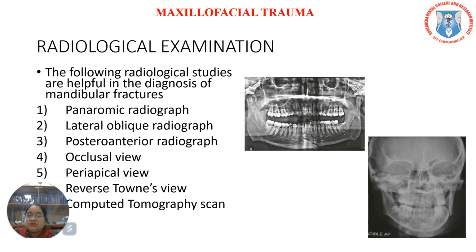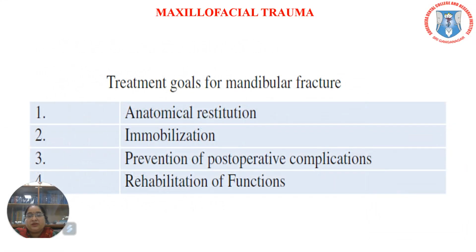Then radiographic examination, we can go for various X-rays. Most common is the orthopantomogram, that is a panoramic view. We can go for lateral oblique view, posterior anterior view, occlusal view, periapical view, reverse Towne's view, or CT scan, which is required when we have comminuted fractures or fracture of the condylar or ramus region of the mandible.